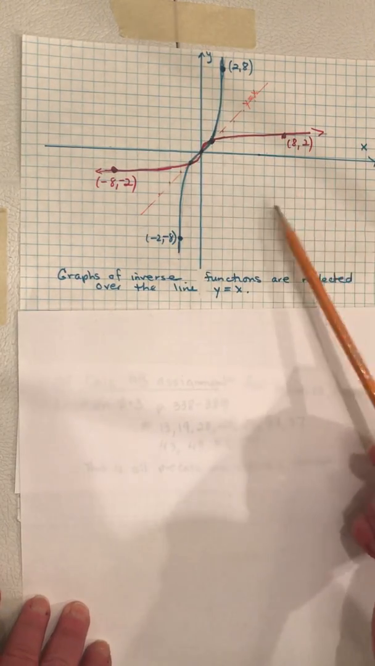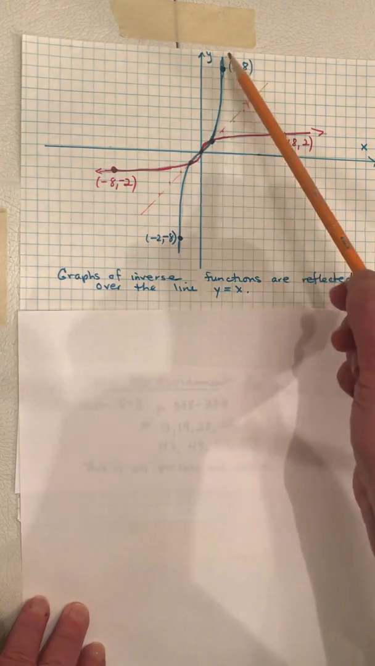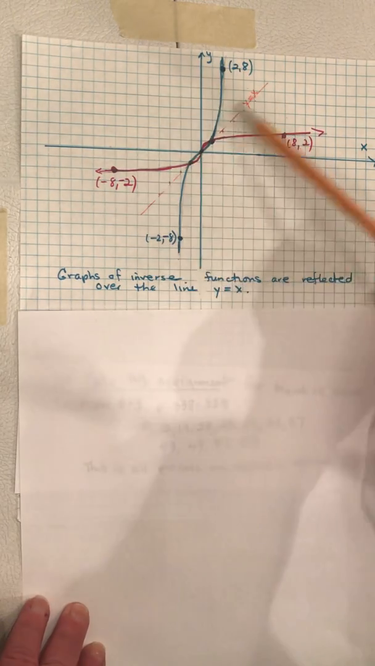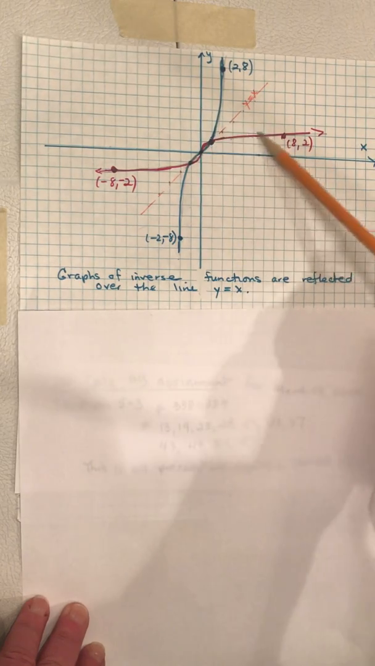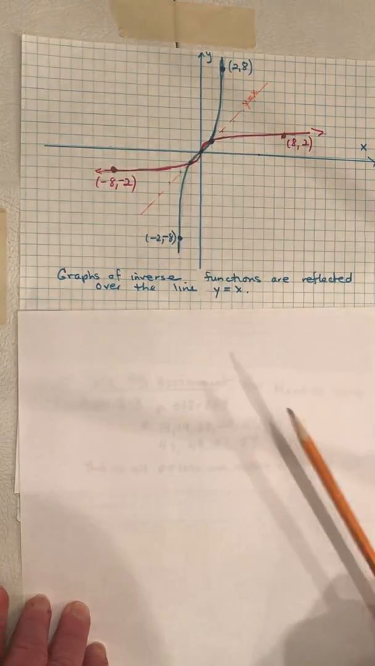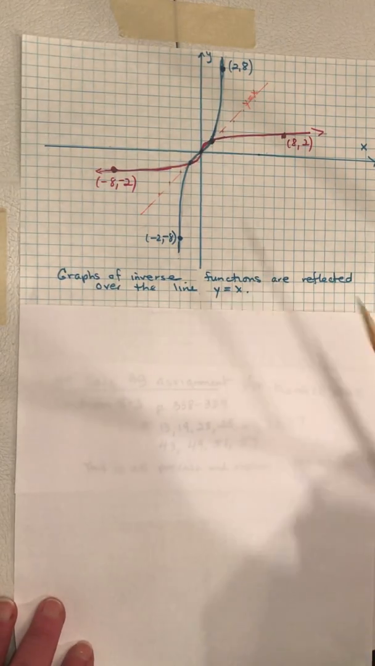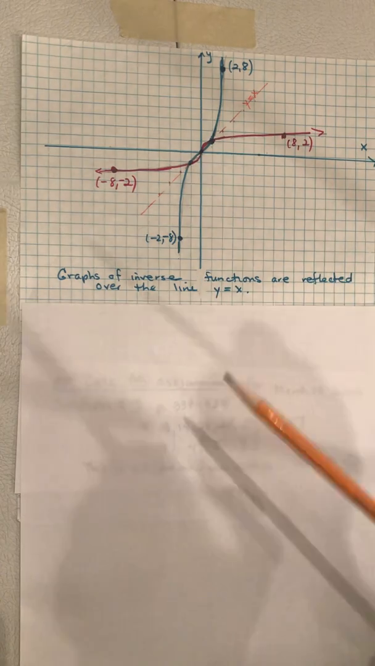Not surprising, because we interchanged x and y, and we can see that if we folded the paper over that line, this piece would be superimposed over that piece, and this piece would be superimposed over that piece. So they are reflections of each other over the line y equals x. All right, so now I'm leaving you in suspense because we need all that background information for tomorrow's lesson when we look at the derivative of the inverse function.